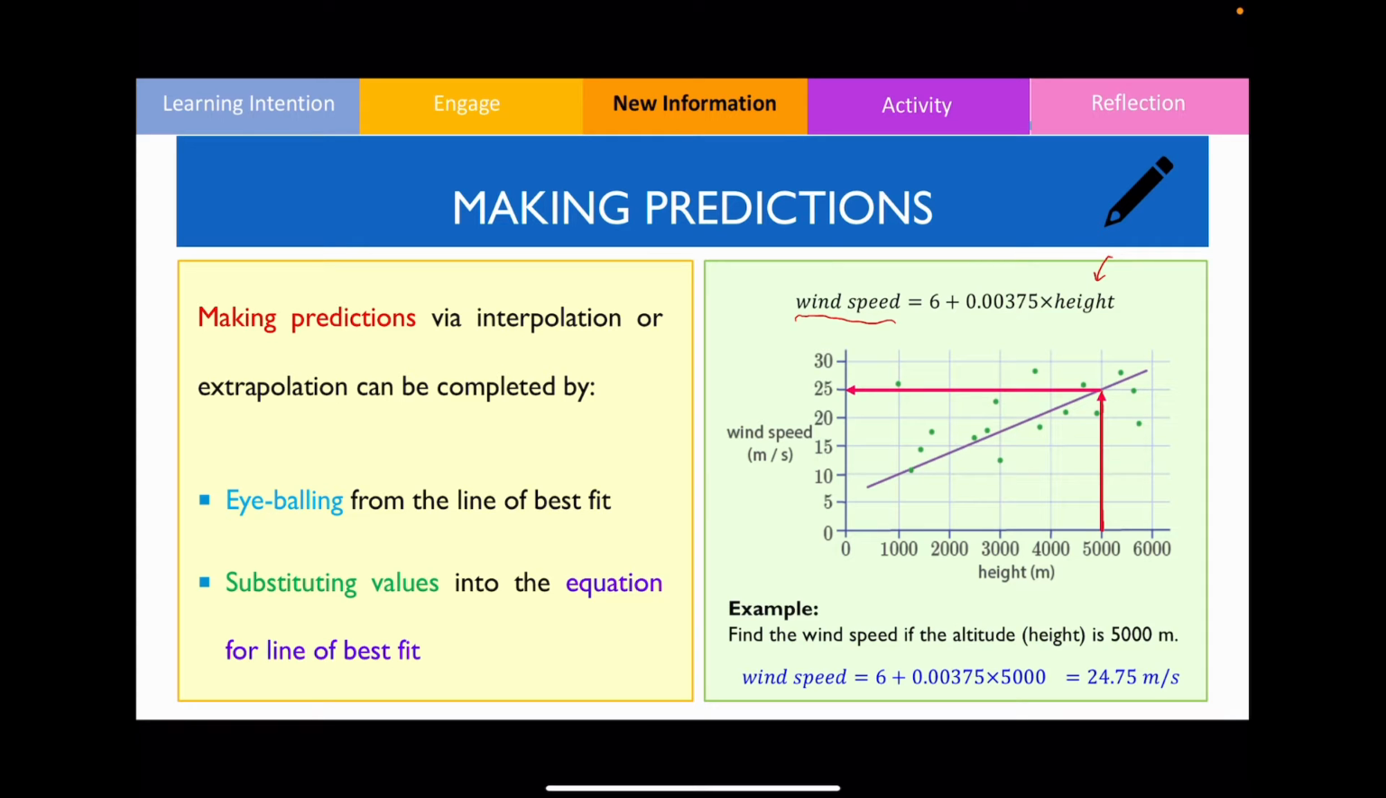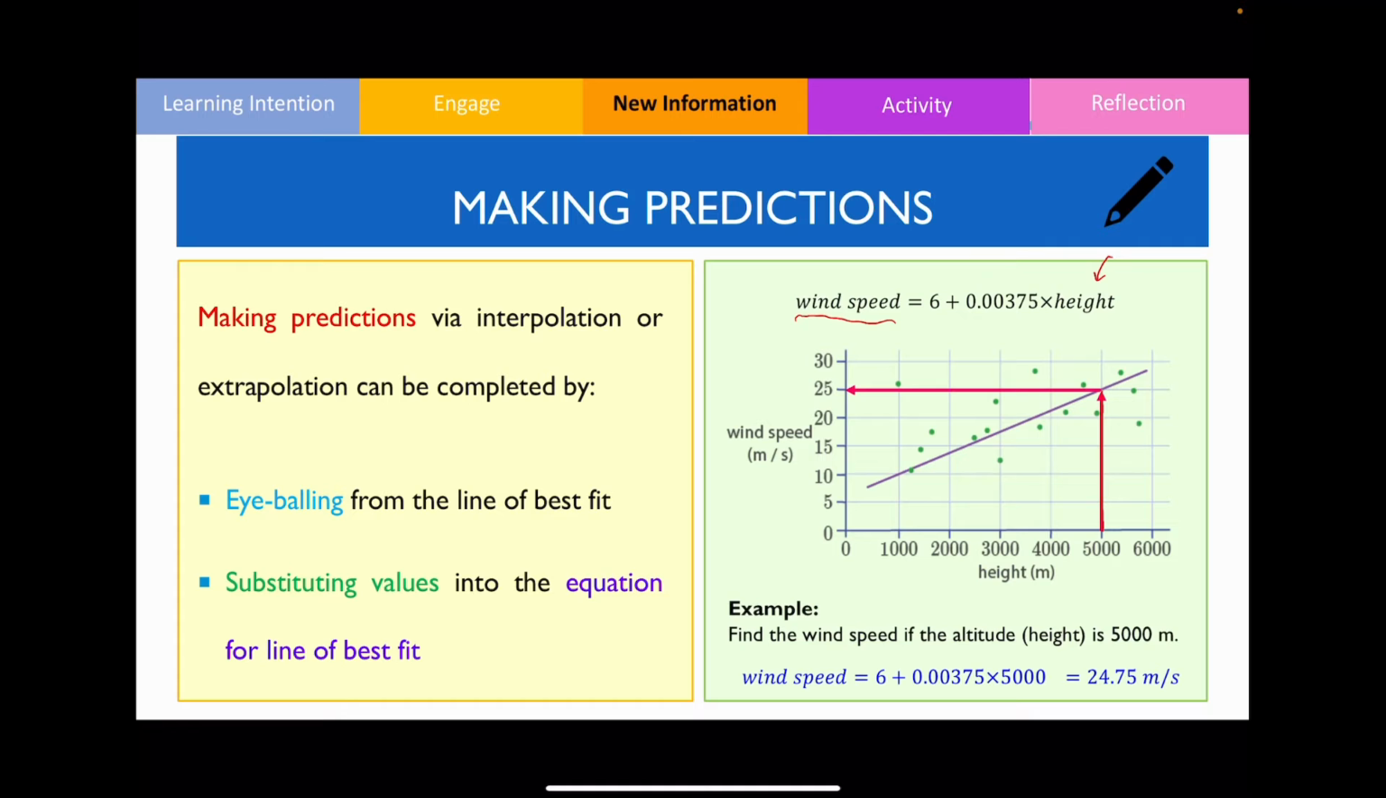As you can see with this example, the predicted value using each method differed from one another. The eyeballing method is not as accurate as it is subjective and relies on an individual's perception, whereas the second method is a lot more accurate as it involves calculations. For the purposes of this video, we'll be using the second method to make predictions.